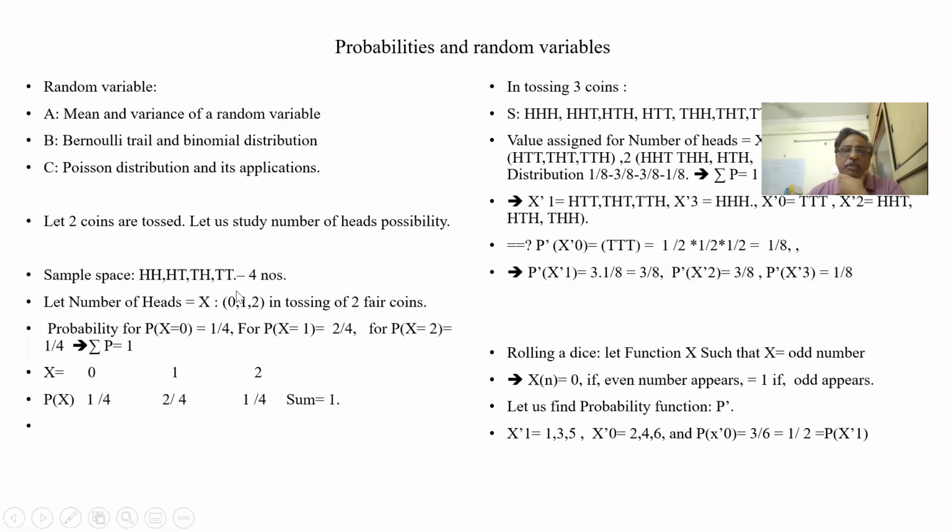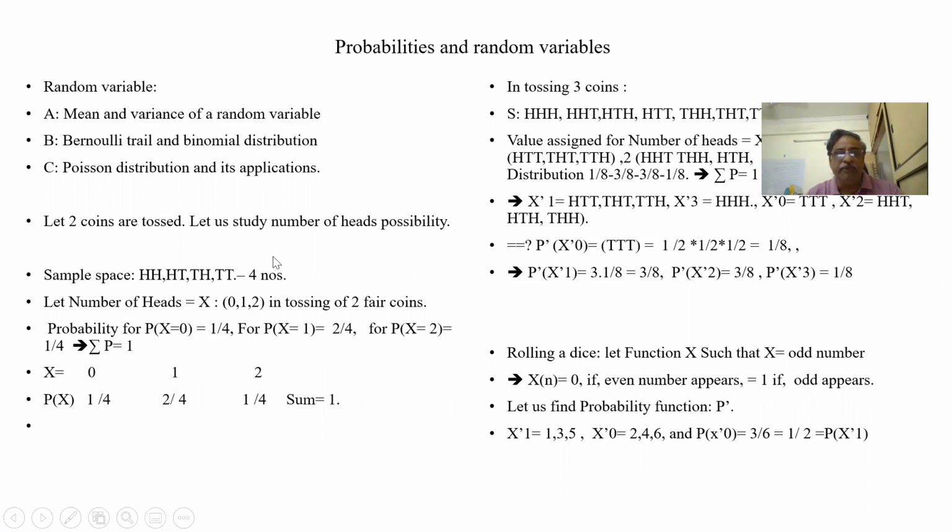What is the probability for zero heads to appear? For zero heads, again this is only one option, TT. So zero heads is also 1/4, and two heads also 1/4. For one head, there are two options, so 2/4. So the probability is distributed.